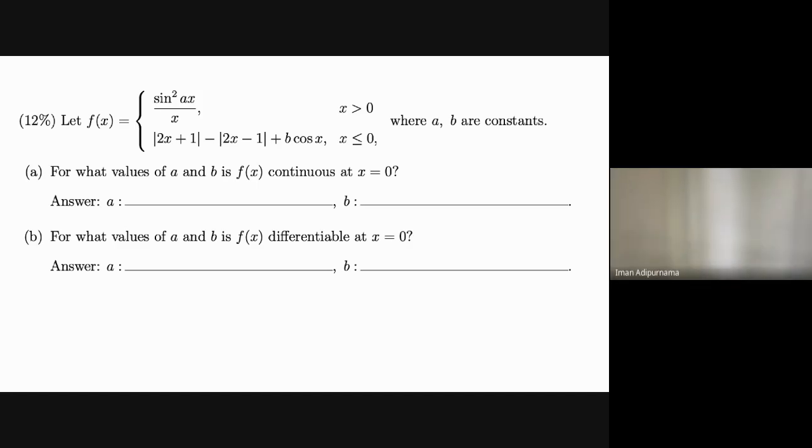And it's not saying whether they are zero constants. So you need to make some conditions. If one of them is zero, what happens when one of them is not zero? So you need to have some conditions in your calculation.